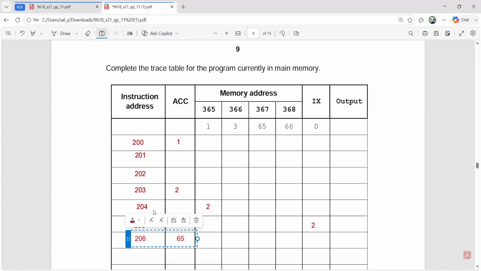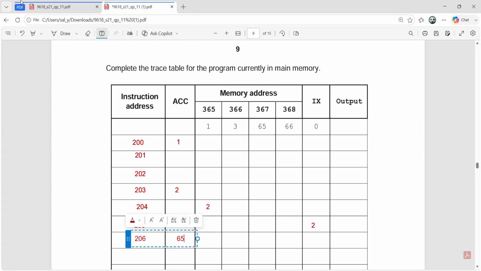It says add the contents of 365 and the contents of IX. That makes 367 because the IX is holding 2. So 365 plus 2 is 367. And then 367 means the contents of this calculated address is 65, and that is stored in the accumulator. That is what we have done till now for the value till 206.